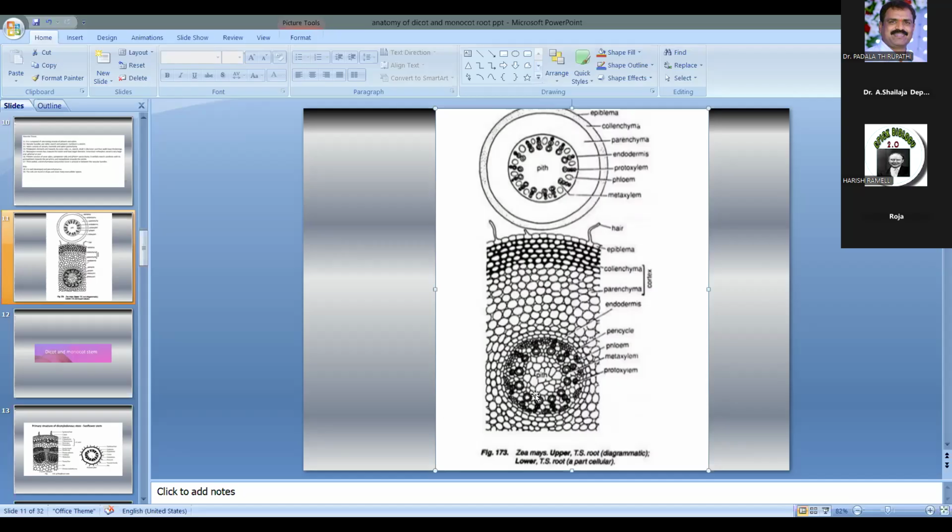Madam, only the slide is not moving. Only the GMeet slide is visible. No, sir, there are no slides for these topics. Okay, madam, proceed.